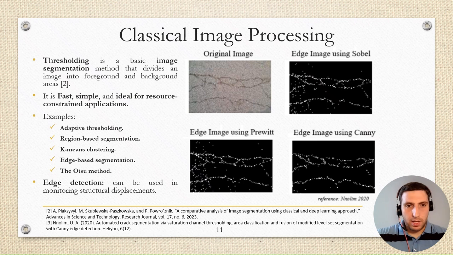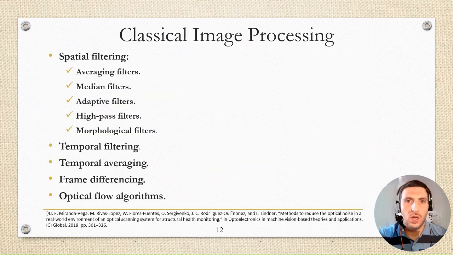And then edge detection. It can be used in monitoring structural displacement and in detecting structural damage. Another type of classical image processing technique is filtering. There are different types of filtering, such as spatial filtering and temporal filtering. First, spatial filtering improves image quality by reducing noise and enhancing important features. There are different types of spatial filters, such as averaging, median, adaptive, high pass, and morphological.